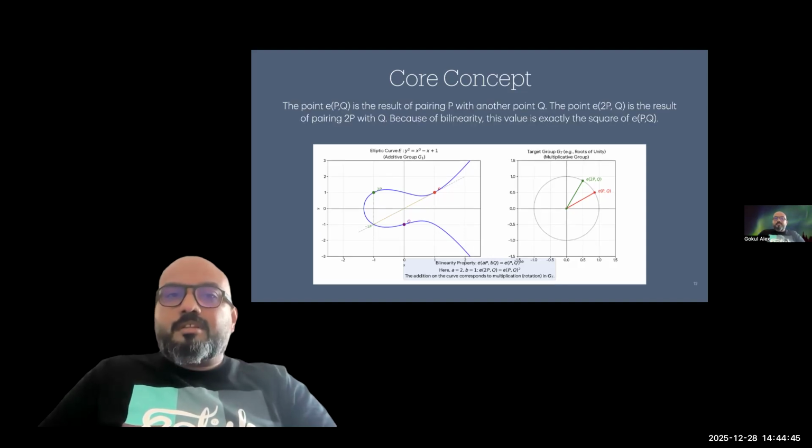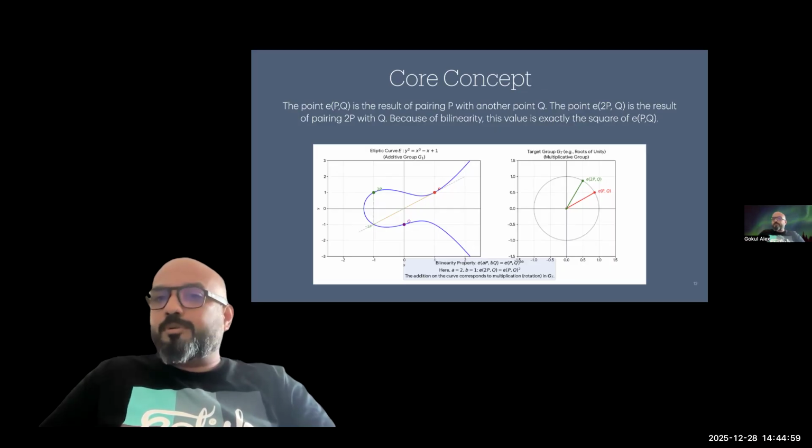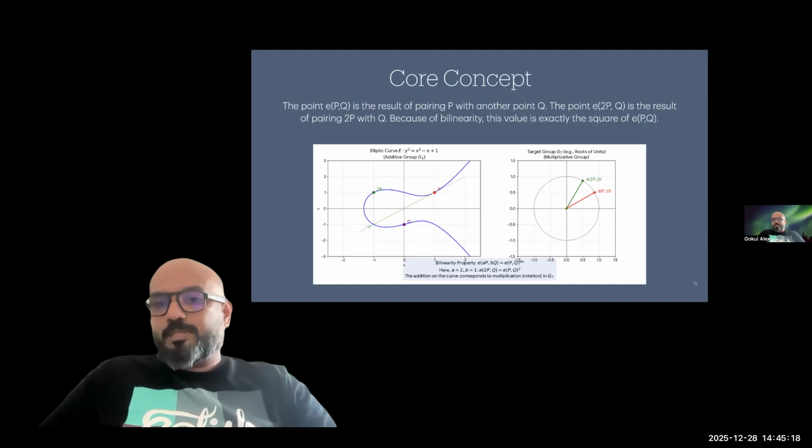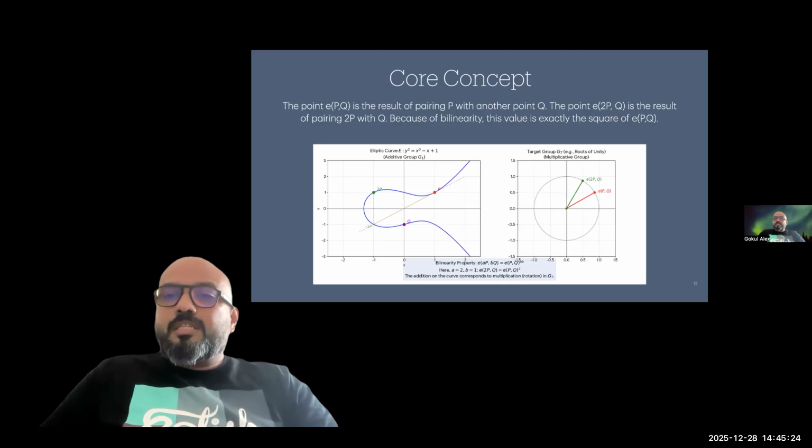The point we see here on the geometric circle is E(P,Q), the point with the red arrow, and this is the result of pairing point P with another point Q. The elliptic curve point 2P with Q is shown with the green arrow. It is the result of pairing the double point, or the scalar multiplied point 2P, with Q. Because of the bilinear property, this value is exactly the square of E(P,Q).